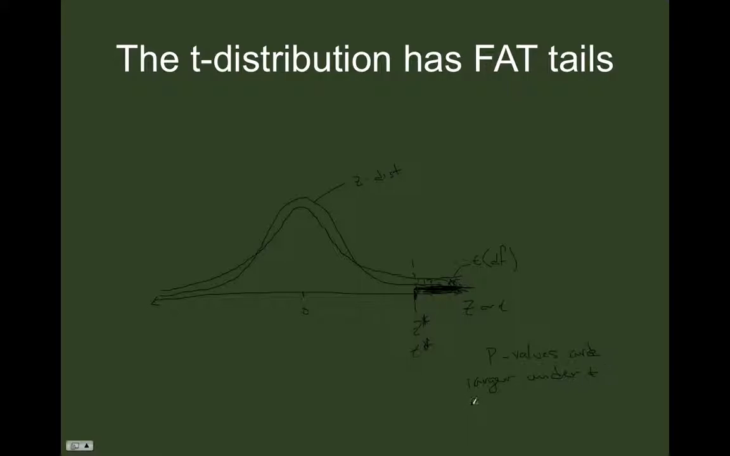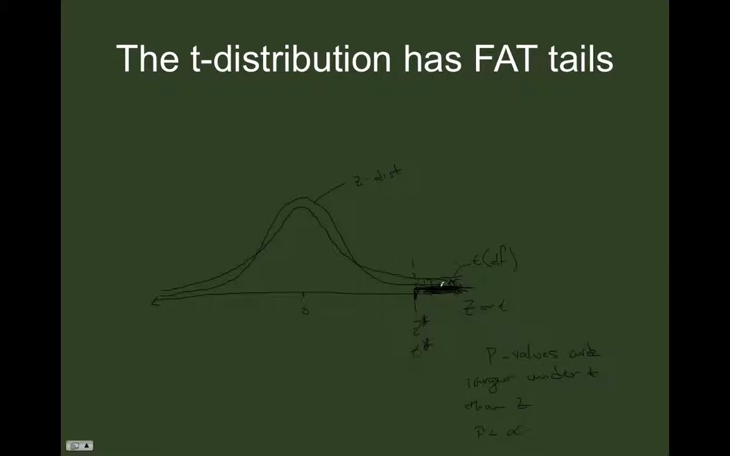T than Z. Okay, and that's important because remember, alpha is the significance level, and we're going to reject when p is less than alpha. So if we have a distribution that's producing larger p-values, it's going to take a more extreme data value to trigger rejection, okay, at the same alpha.